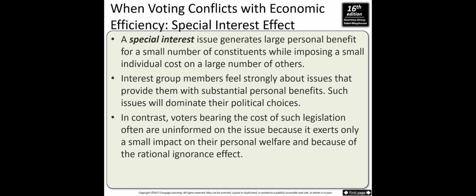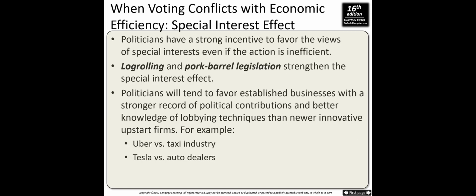In contrast, voters bearing the cost of such legislation often are uninformed on the issue because it exerts only a small impact on their personal welfare and because of the rational ignorance effect. Politicians have a strong incentive to favor the views of special interests even if the action is inefficient. We have two types of legislation here. Logrolling and pork barrel legislation strengthen the special interest effect.